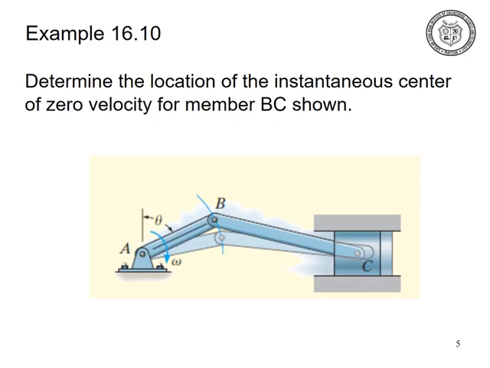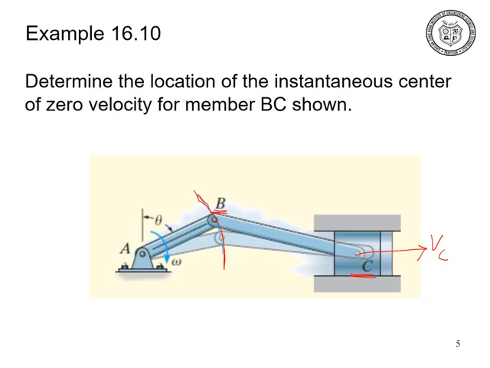In this example we have to find the instantaneous center of zero velocity for the member BC. On the member BC we have two particles: first particle B and second particle C. As particle C is on the piston, the piston is constrained to move in the horizontal direction. So what will be the velocity of particle C? The velocity of particle C will be horizontal, VC. What will be the velocity of particle B? As particle B has to move in a circular path, what will be the velocity of particle B at this instant?